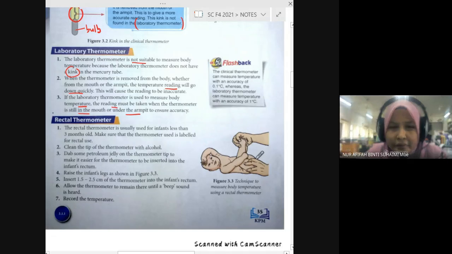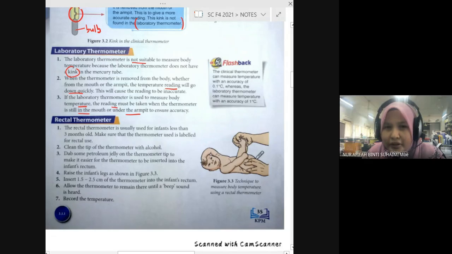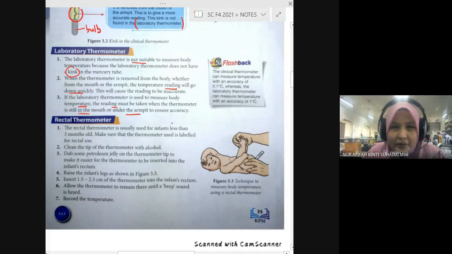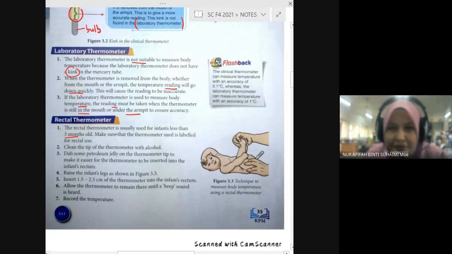Number 3, the third thermometer is the rectal thermometer. We use it for infants, for babies less than 3 months old. Make sure that the thermometer used is labeled for rectal use.